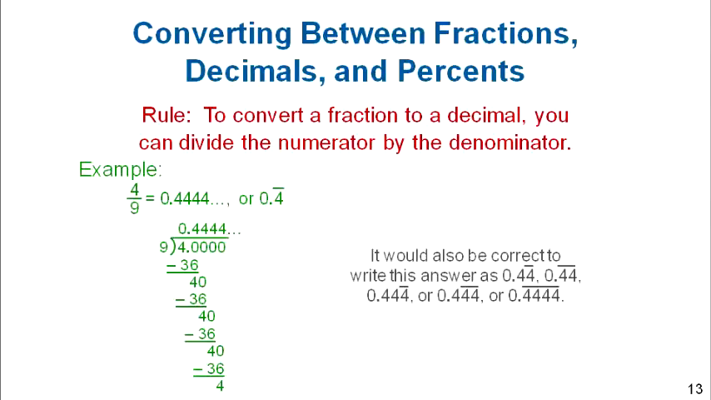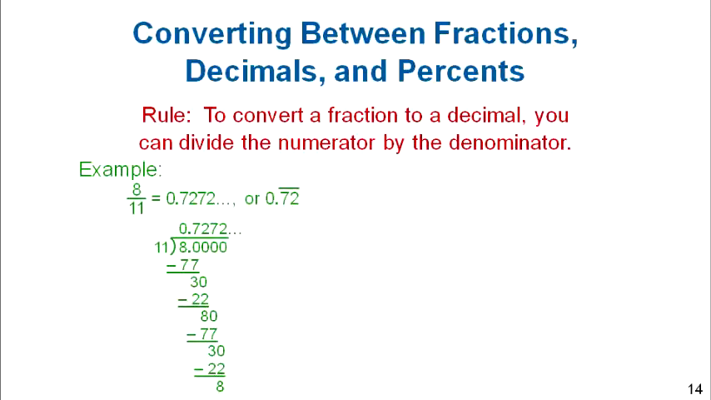It is important to note that I could also write this decimal using one of the notations you see in gray here, because they all show that the 4's continue on forever. In fact, there's an infinite number of correct answers to this problem, but it would not be correct to say that 4/9 is equal to 0.4, 0.44, or anything of the sort without the horizontal segment, because 4/9 is not exactly equal to 0.4, 0.44, or anything of the sort.